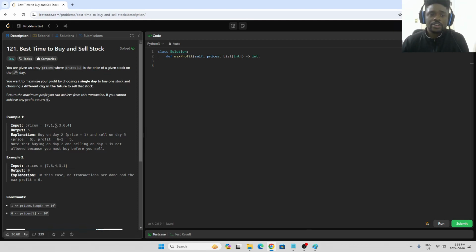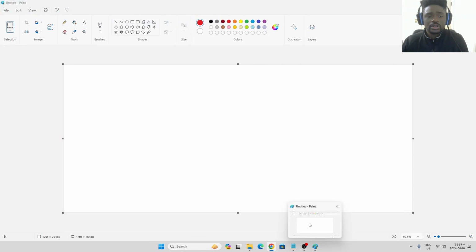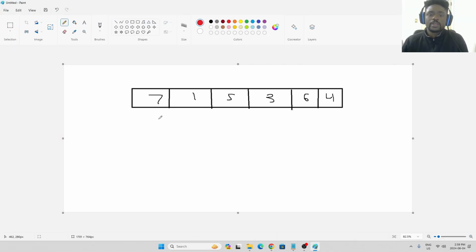On the opposite side of things, we want to shrink the window if and only if the price on the subsequent day or on the following day is less than the price of the current day. So for example here, let me just go into Paint and I'll show an illustration of what I mean. This is basically what the sliding window technique entails.